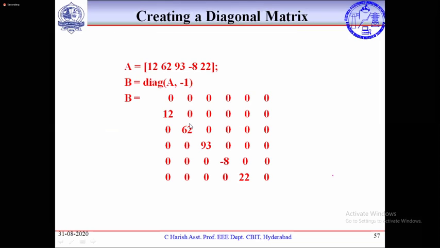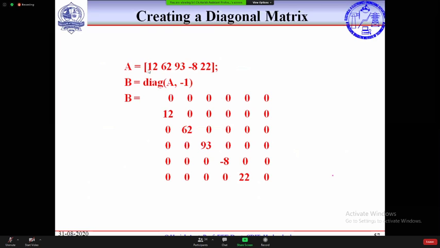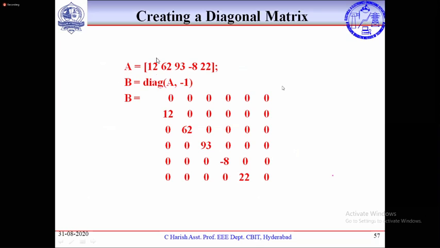Okay, creating a diagonal matrix. Diagonal matrix means, if you want a equal to this, a row vector, and you want to convert it to a diagonal matrix, if I give diag of a, tell me what will be the matrix? Tell me, if I give b equal to diag of a, if I give this command, what happens? What is the size of that matrix? 5 by 5. It is a 5 by 5 matrix.